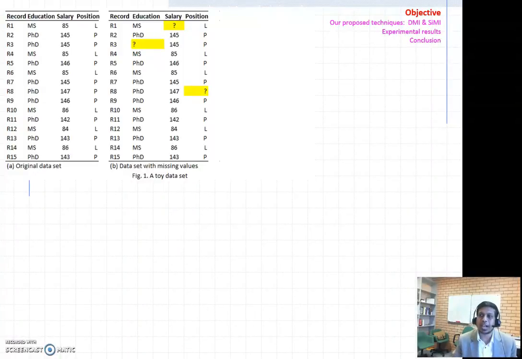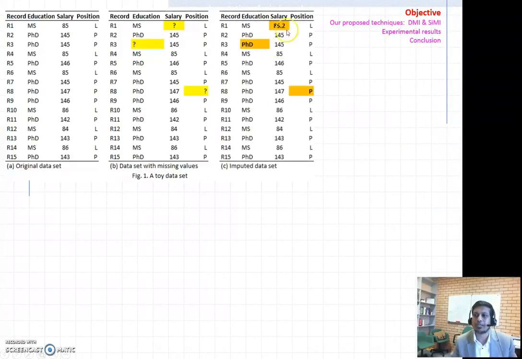When you have missing values, if you can study the data set very carefully, then you can make an educated guess to estimate the values of the missing data. Say for example here, for record 1, salary was missing, but by understanding and analyzing the data set, a system can predict the value. In this case, the system is predicting 85.2, whereas the original value is 85.